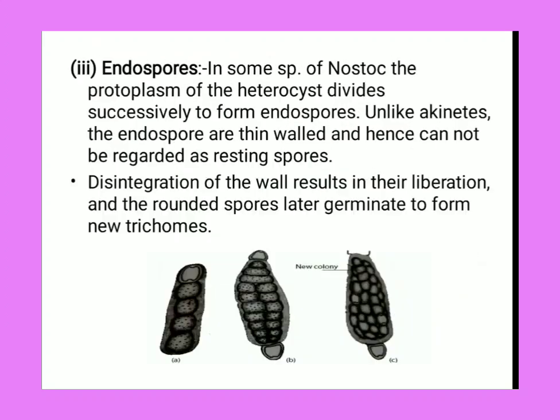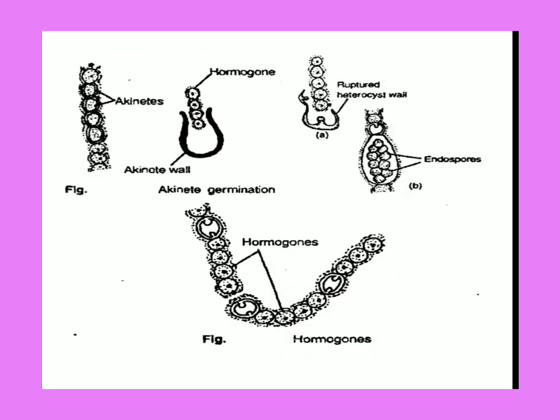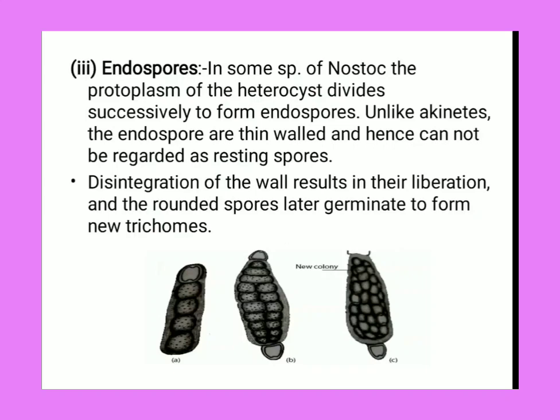In this figure you can see one type of heterocyst cell. The heterocyst divides into two cells, then four cells, and forms filaments. After making filaments, the heterocyst cell breaks, and the filaments develop into the new plant body. Okay, and then the endospore. In some species of Nostoc, the protoplasm of heterocysts divides successively to form endospores.